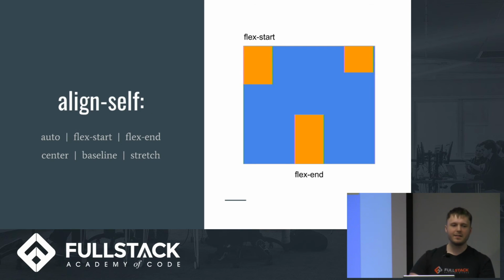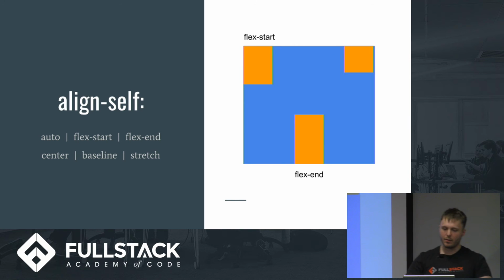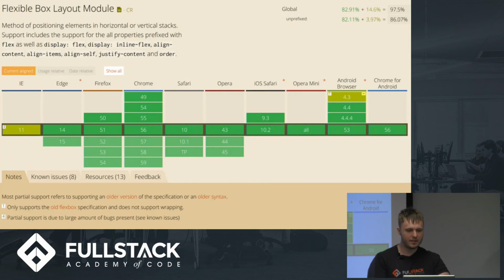And then align self. Let's say everything is aligned at the top and you just want one single element pushed down to the bottom. That's what align self is for. So very, very, I guess, complex control of your elements, and the way you would do it with the old CSS, but it makes it so simple with Flexbox.